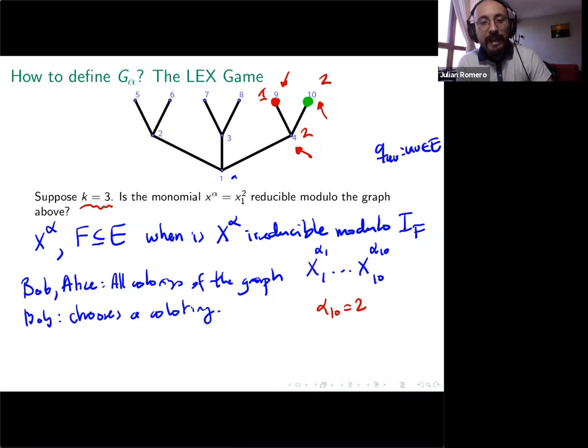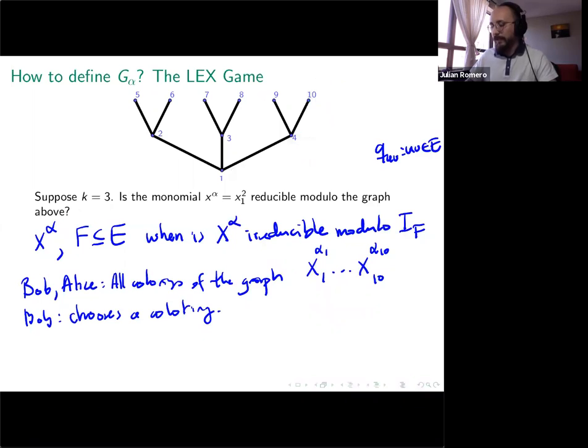If Alice wins the game, then the monomial is reducible. And this sort of gives me some idea of how to construct the G alphas. Is the game at least clear? So for instance, is X1 reducible modulo the graph above? What do you guys say?